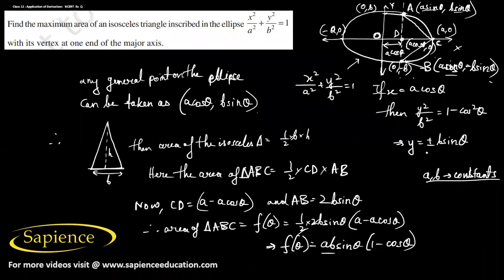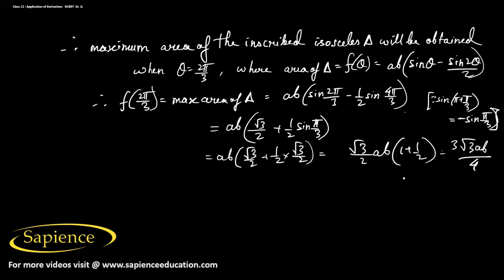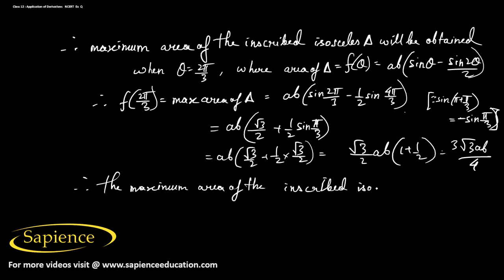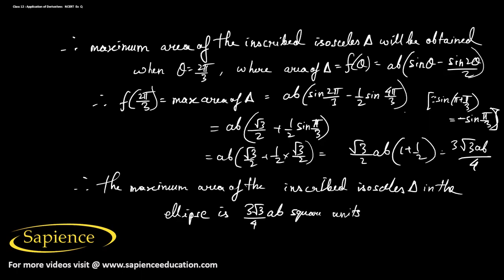So therefore, we can say that the maximum area of the inscribed isosceles triangle in the given ellipse is 3 root 3 by 4 AB square units. So this is the final answer. Hope you have understood. Thank you.